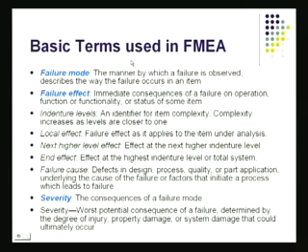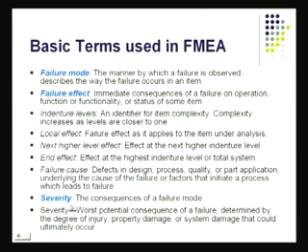There are certain terms which are used in FMEA. There is something called the failure mode. It is the manner in which the failure is observed, and the effect of the failure is basically the consequence of the failure itself. Then there are other things, for example, local effect, end effect, and so on and so forth.